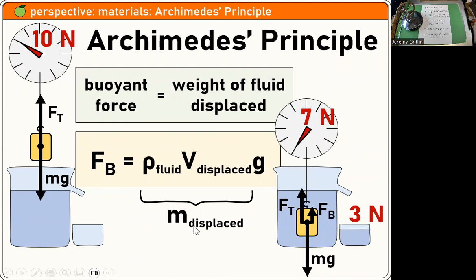Archimedes' principle. You guys know if you jump in a swimming pool, you'll float, right? So there's some buoyant force, an upward buoyant force. What is the value of that buoyant force?